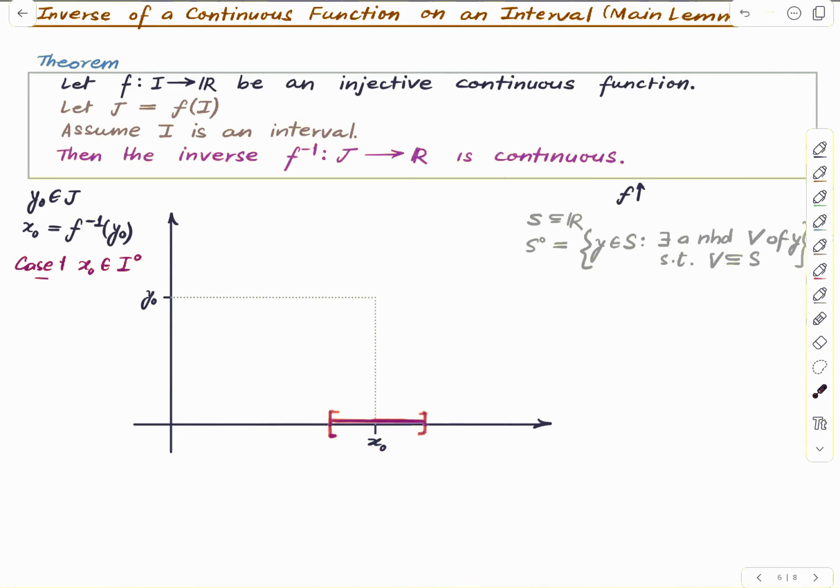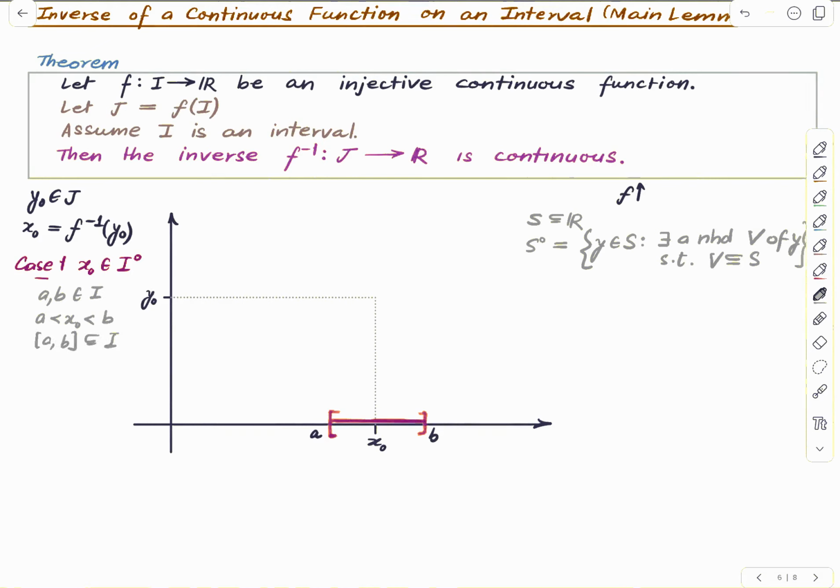Let's call this a comma b. This is point A, this is point B. So just to keep recording what I'm trying to say, A comma B has been chosen such that A is less than x0 is less than B. And we of course have this.